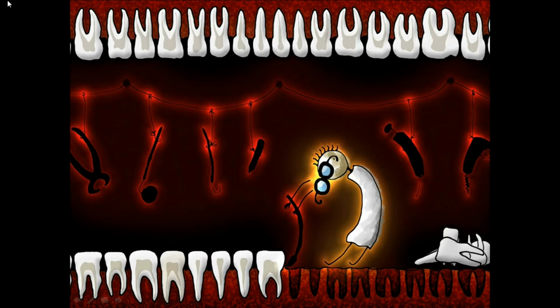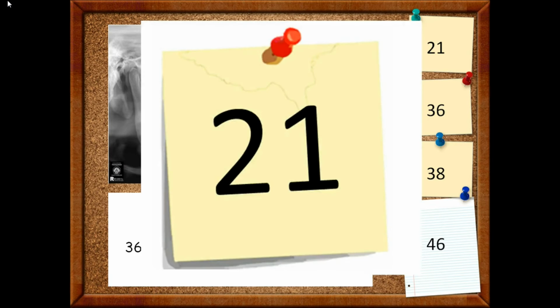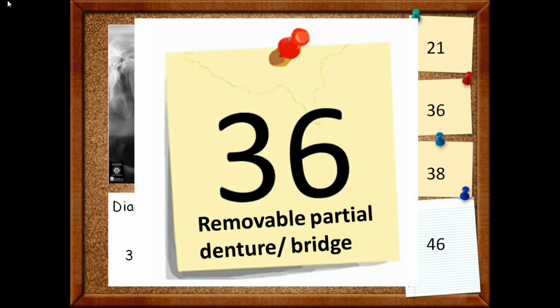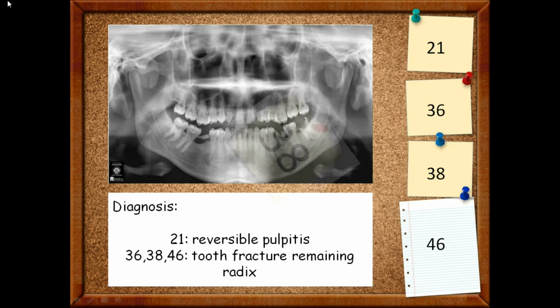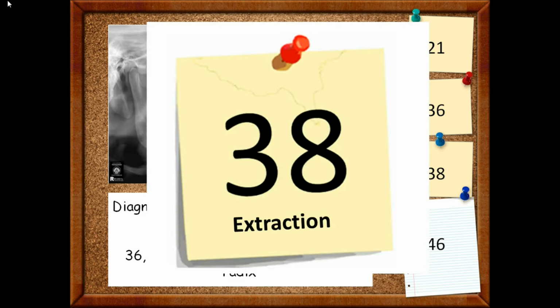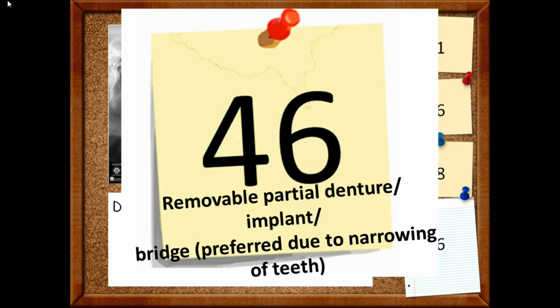The treatment for tooth 2-1, we recommend indirect pulp capping. For tooth 3-6, we recommend removable partial denture or bridging. For tooth 3-8, we recommend extraction. And for tooth 4-6, we recommend removable partial denture or implant or bridge, but bridging is preferred due to narrowing of teeth.